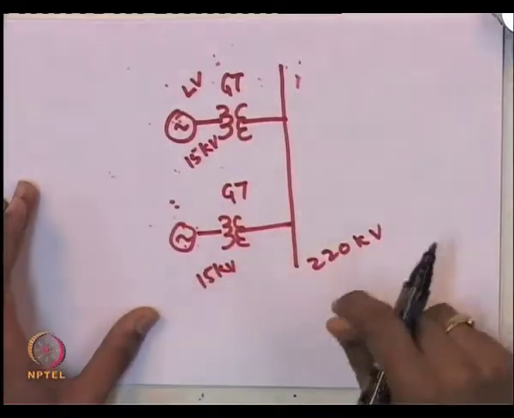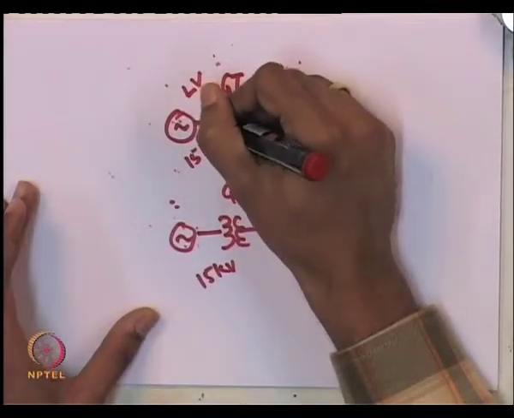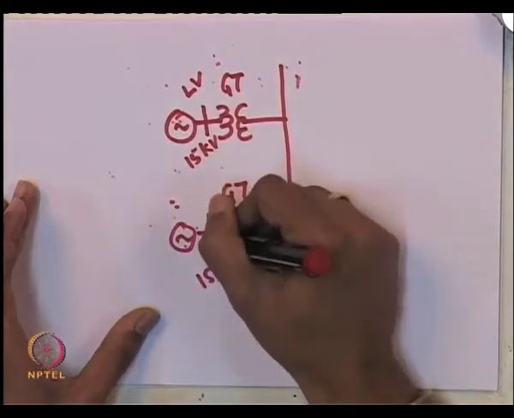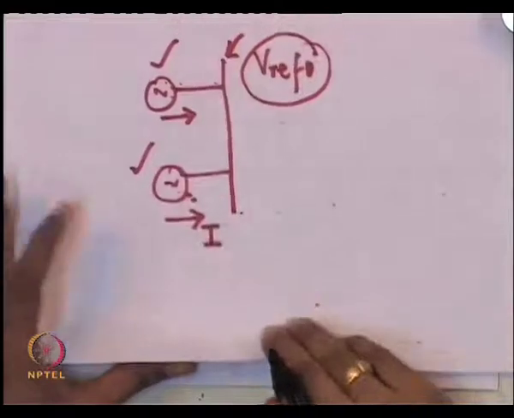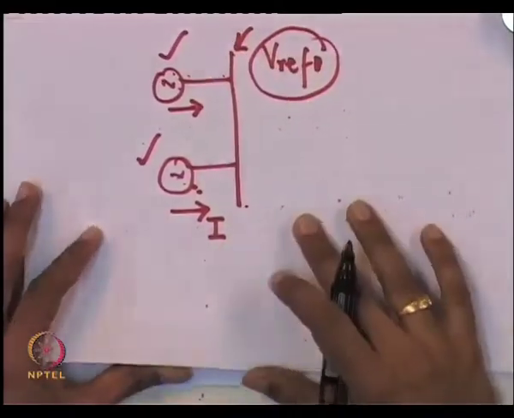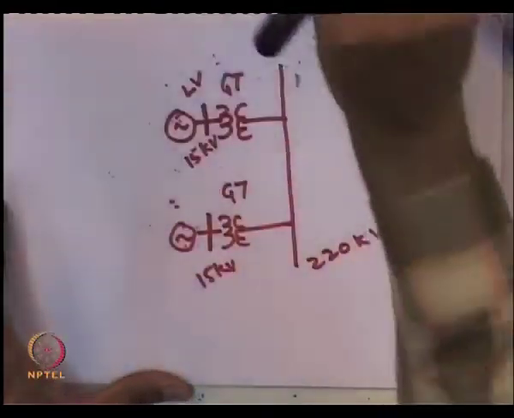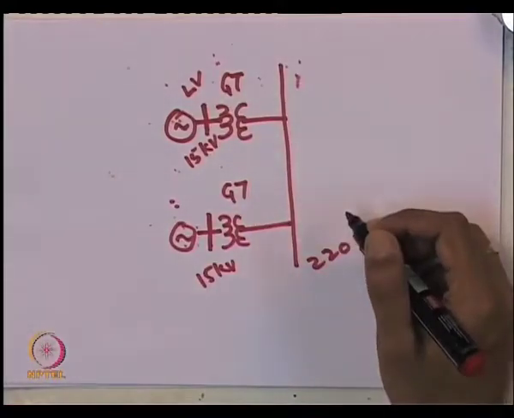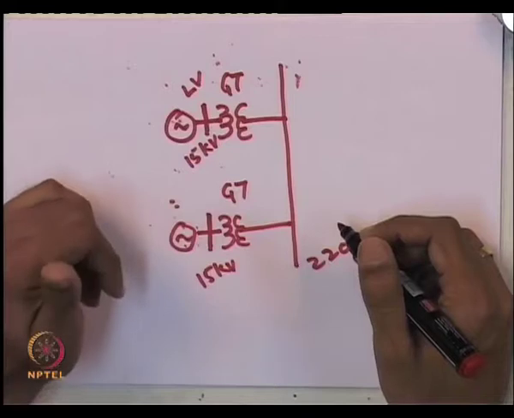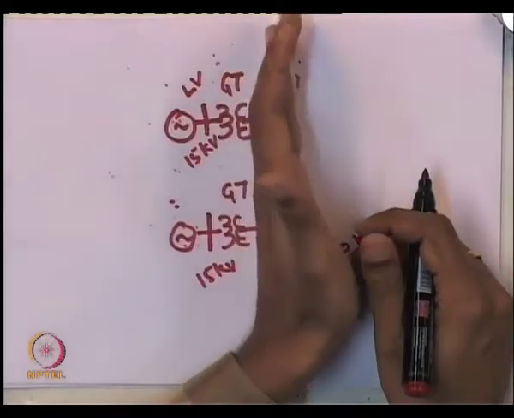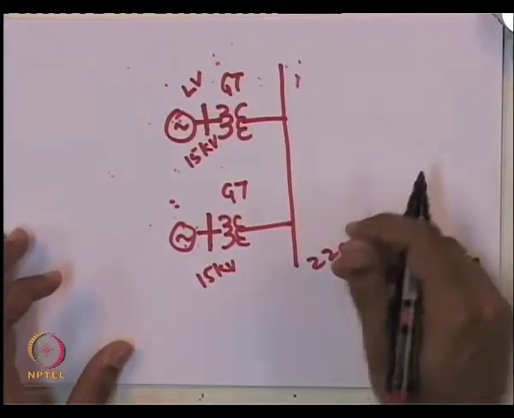So, if you have got a situation like this, each generator maintains its own terminal voltage constant. It is not maintaining a common bus voltage at Vref. So, in this case, it is not necessary to have a load compensator for sharing, because you are not maintaining a common bus voltage at Vref.